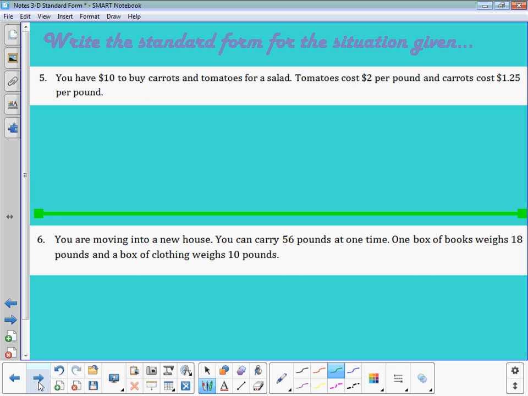So let's take a look at number 5. You have $10 to buy carrots and tomatoes for a salad. Tomatoes cost $2 per pound, and carrots cost $1.25 per pound, and you have $10 to buy both. So I'm going to let x represent carrots, and I'm going to let y represent tomatoes. So the total I'm going to spend is going to be $10. So for every x pound of carrot that I buy, it's going to cost me $1.25. Okay, for every y pound of tomatoes, it's going to cost me $2.